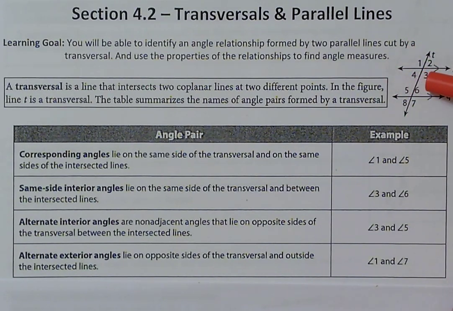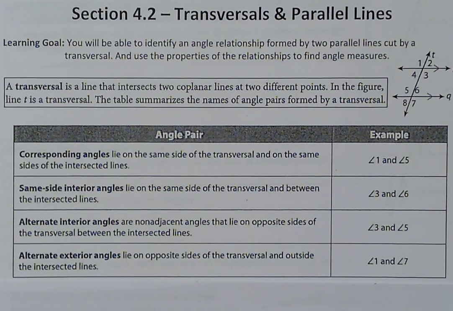Inside would be these ones, outside would be on the top and bottoms. So angles 1 and 7 is an example of alternate exterior. So those are the 4 different angle relationships we're going to talk about today.